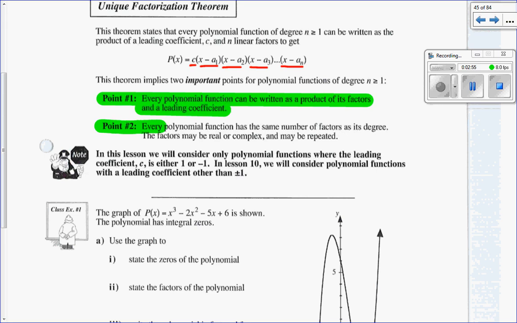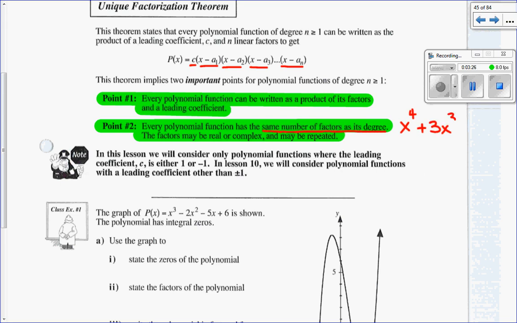And then the second point is every polynomial function has the same number of factors as its degree. And these factors can be real numbers or complex numbers, and they can even be repeated factors, and you're going to see today what that means. Okay, so this should make sense that every polynomial has the same number of factors as its degree. This means, for instance, if you had a polynomial that was x to the 4th plus 3x cubed, and on and on it went, this means that the highest degree of x, which is the 4th power here, would mean that this particular polynomial equation has 4 factors.